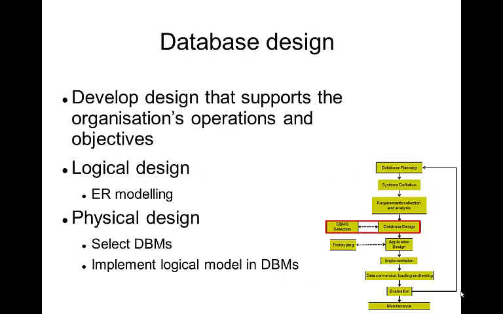Okay, we've sorted out our data. We know where our data is. We know what our users want. The next stage is to actually design the system. So we're now into the design section that we've mostly been talking about. So we're familiar with this. We develop the design that supports the objectives and the operations of the system.